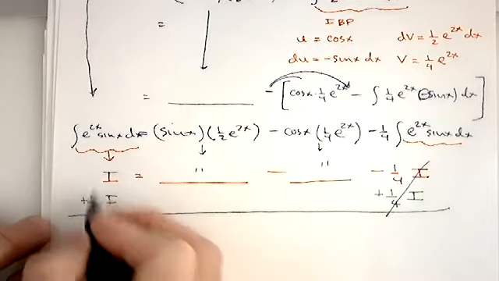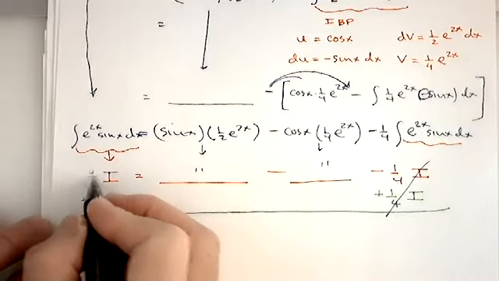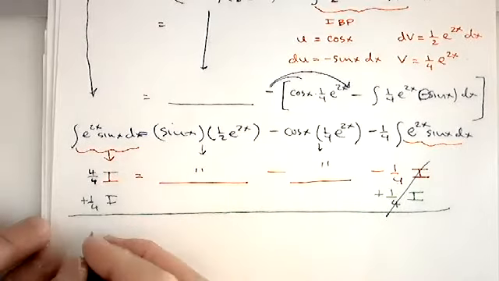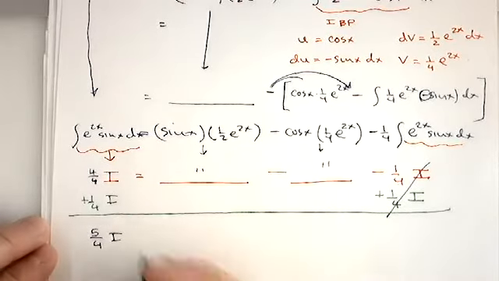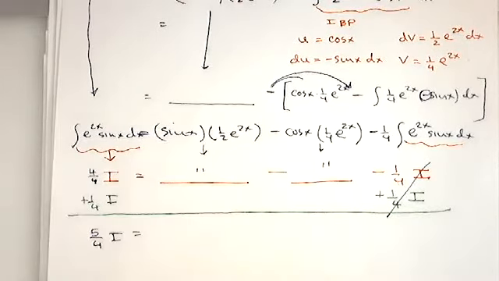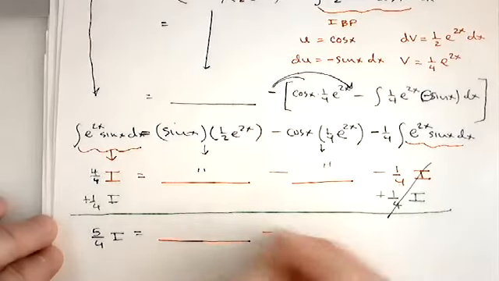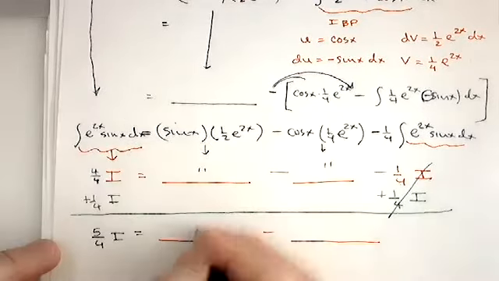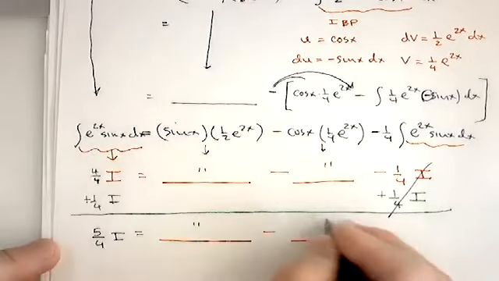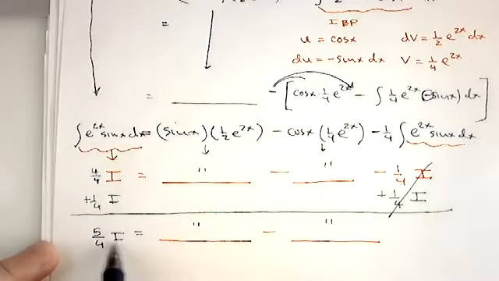Do a common denominator. How many fourths is 1? That's 4/4, right? 4/4 plus 1/4 is going to give me 5/4 I equals, I'll keep the color coding here, this minus this. And again, what's in this blank is up here. That's this and this. So what is I by itself?